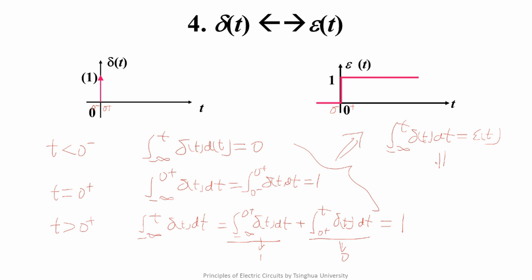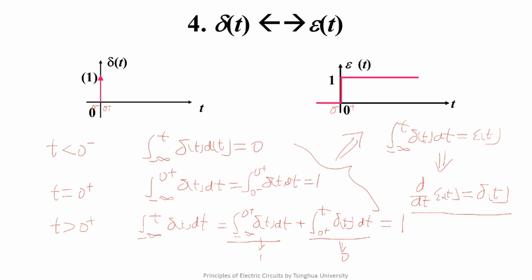To make this process conversely, we can get that the derivative of epsilon(t) equals delta(t). Some of you may be confused about this point, because we've learned in calculus that the premise of a function having a derivative is that it's a continuous function. Epsilon(t) is not continuous at this point. How can we discuss its derivative?